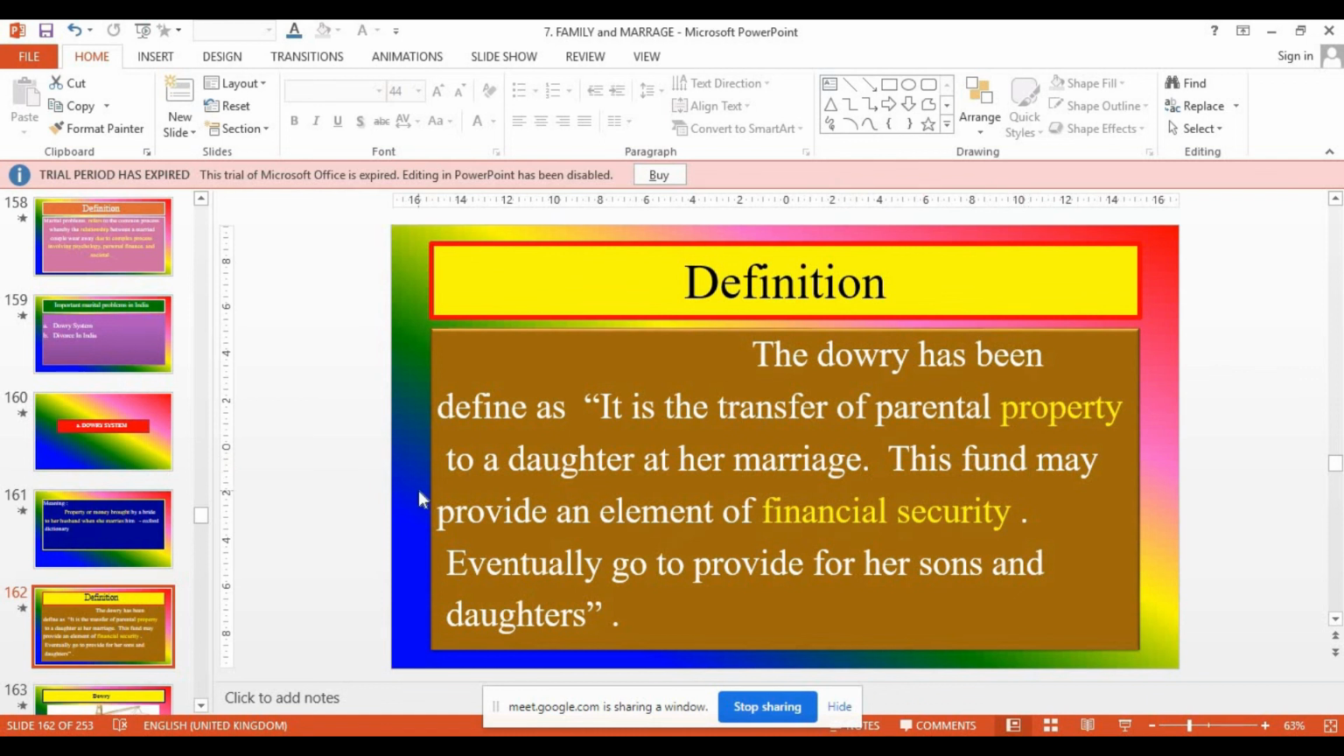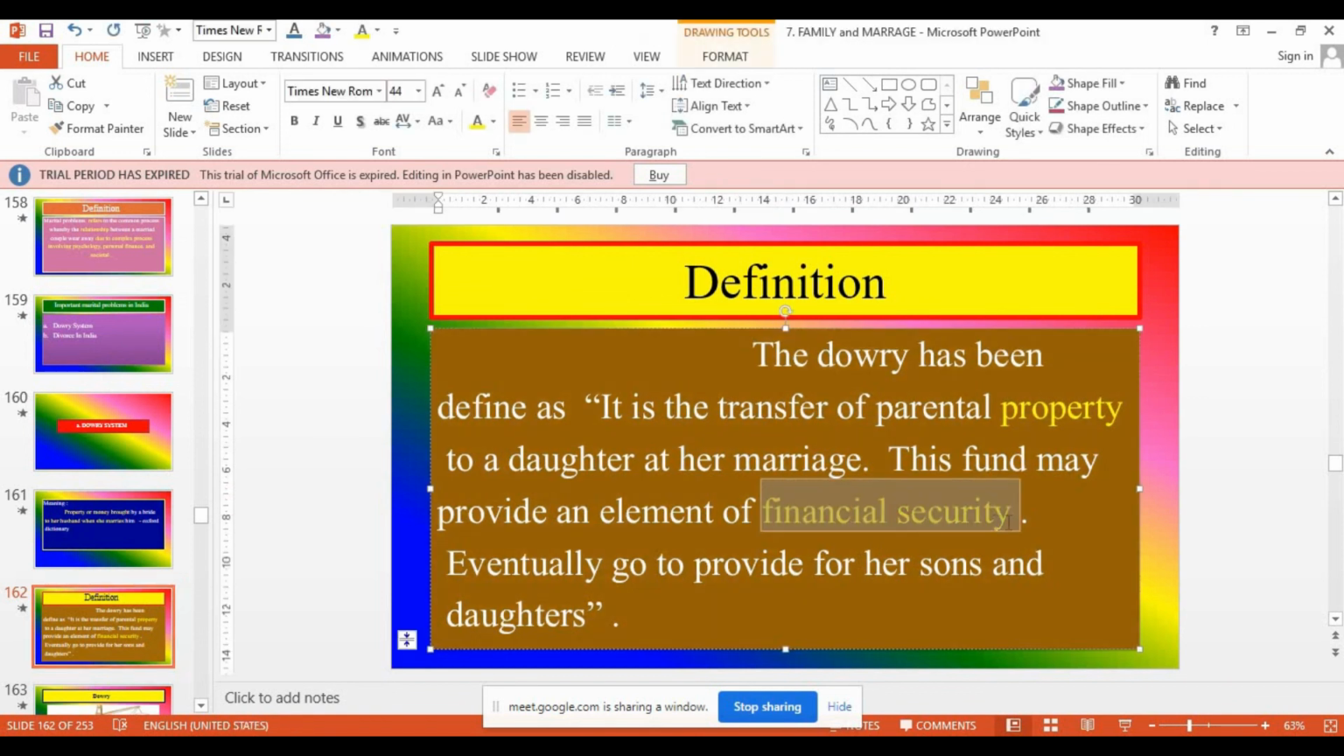This fund may provide an element of financial security, eventually going to provide for her sons and daughters. Keywords: property to daughter, her marriage, mainly for financial security for her own daughter. So in the next generation, that money is transferred to their own son and daughter, like this. So this process is called dowry.